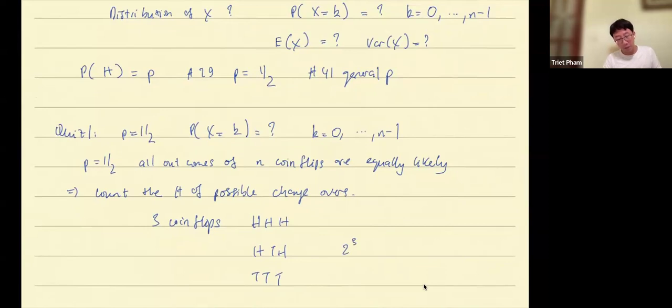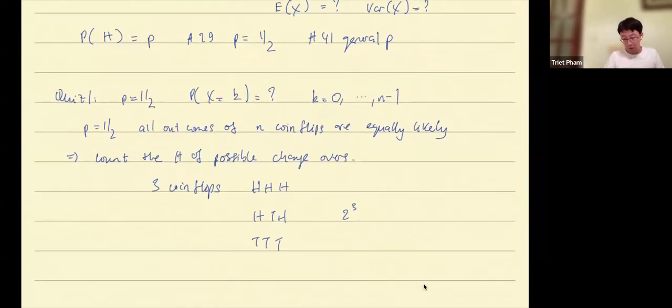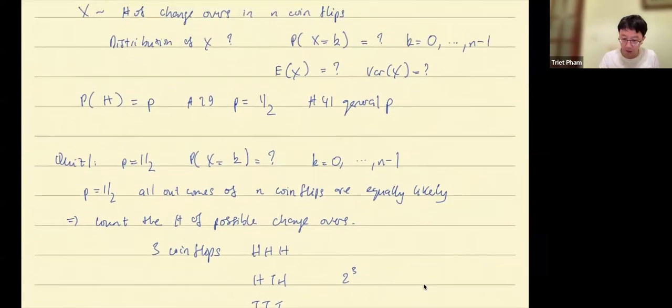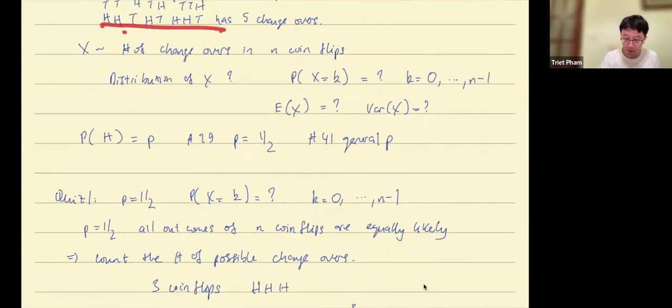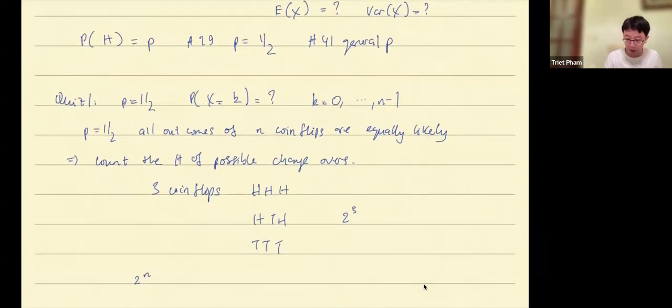I can do it 8 ways. So in general, I can do it with 2 to the n possibilities for the n coin flips. So that's my sample size. I will divide everything by 2 to the n. I mean, I would divide the possibilities of changeovers. So if I want k changeovers, how many ways can that happen? How many sequences will give me k changeovers?